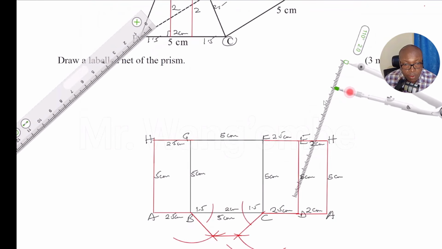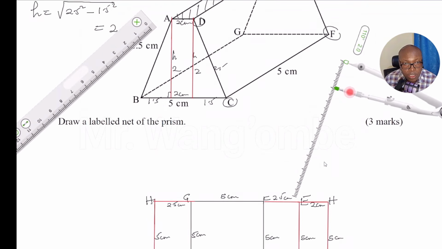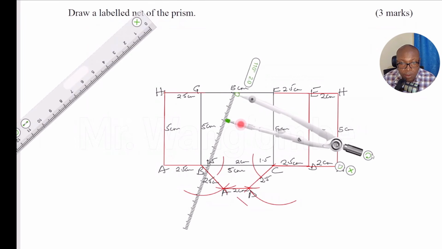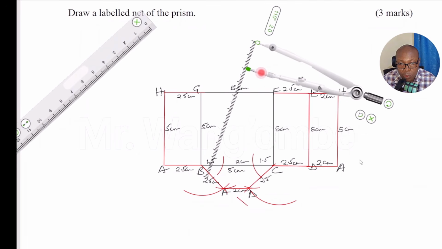So we have BC, then AD. Here we have A and here we have D. So this is 2 centimeters. This is 2.5 centimeters. That is the same thing that you're supposed to do on the other side of GF. On the other side of GF, remember what we did? That one now becomes easier because we have already done that.